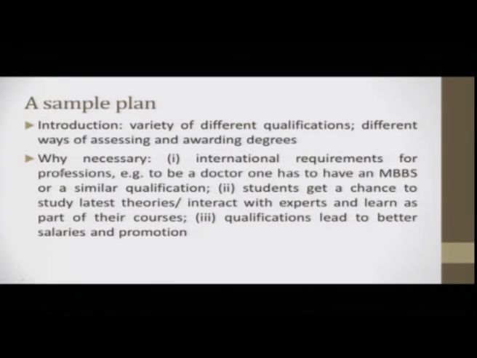Then this is one side. You are saying the qualifications are necessary. Why? Some points: there are international requirements for professions. For example, if one has to be a doctor, one has to have a medical degree like an MBBS or an MD and so on.